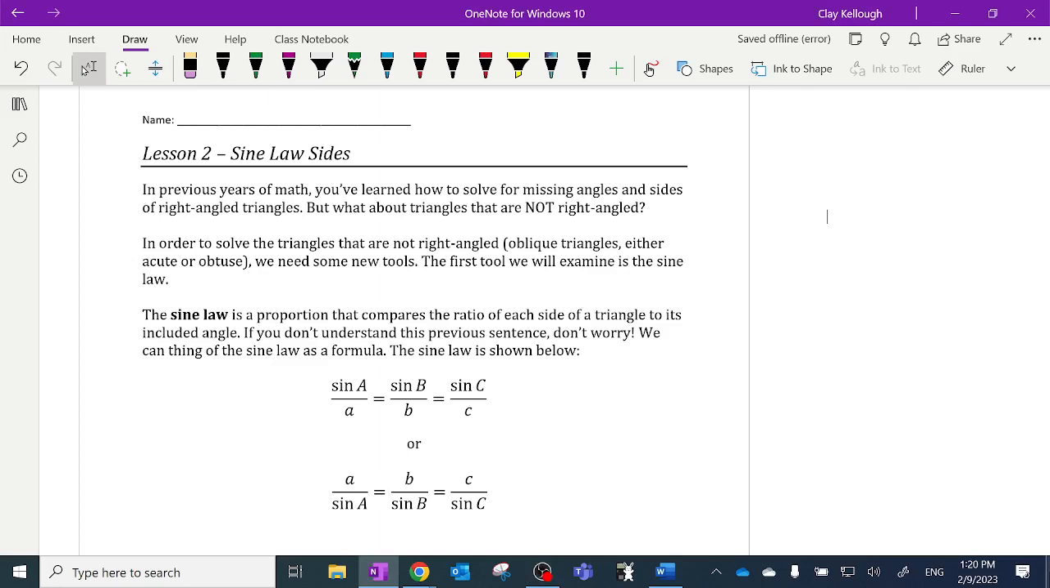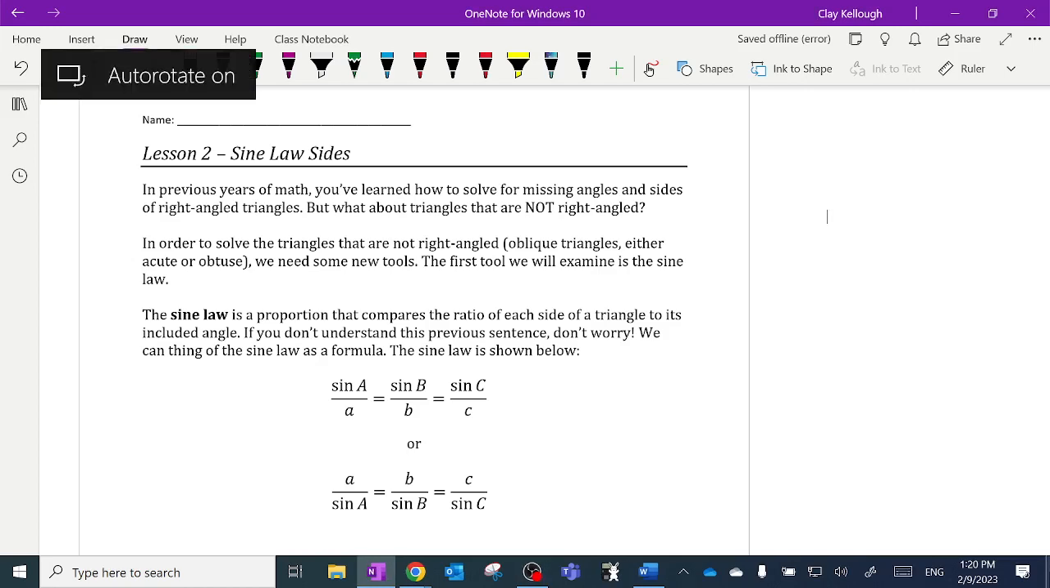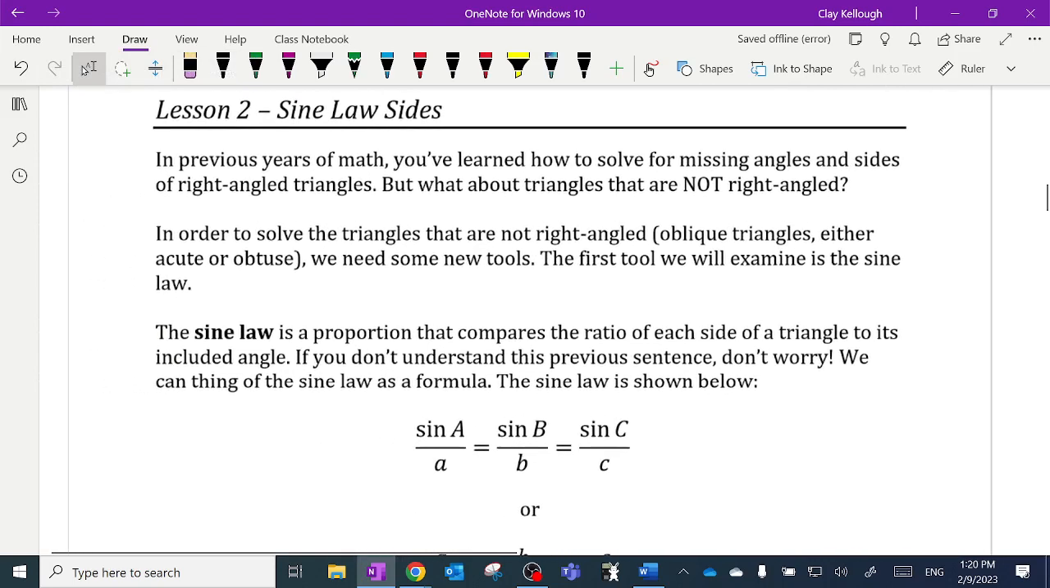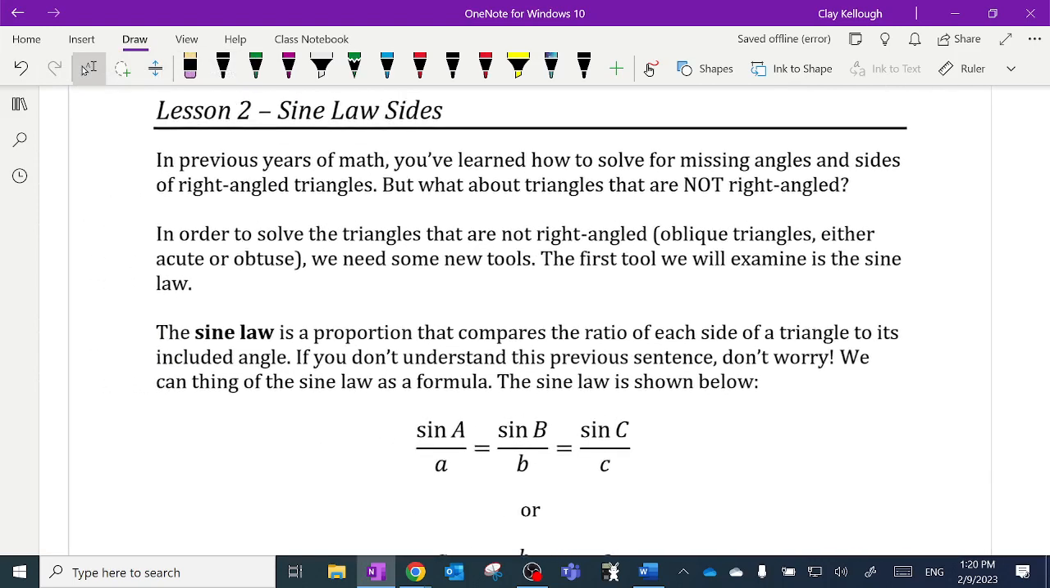All right, we are going to learn how to use something called the sine law. Let's read through these notes together. It says, in previous years of math, you've learned how to solve for missing angles and sides of right-angled triangles. But what about triangles that are not right-angled?